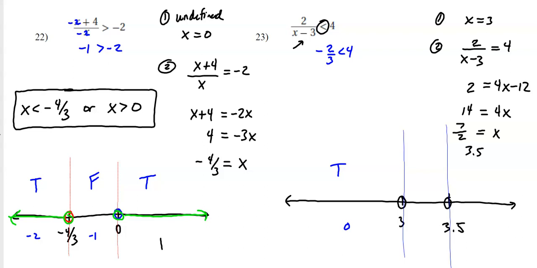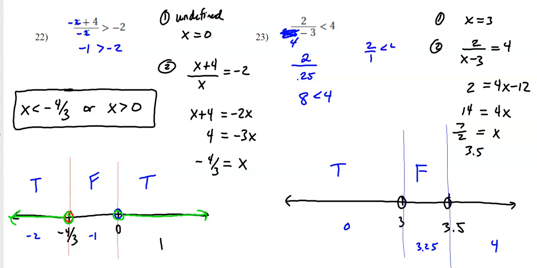Between 3 and 3.5, well, that's a little tricky. I'm going to use 3.25. So I come back up here, and when I put 3.25 in, 3.25 minus 3, well, that's 0.25. 2 divided by 0.25. Well, that's how many quarters go into $2. That's 8. And 8 is not smaller than 4, so it's false. And let's pick a 4 over here. If I slap 4 in there, I get 2 over 1 is less than 4. Yes, 2 is less than 4. So that's true.